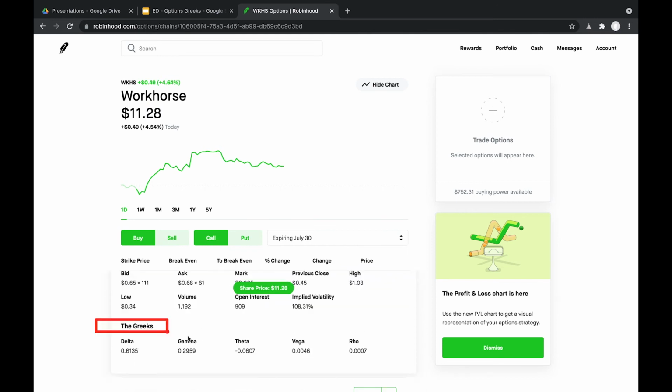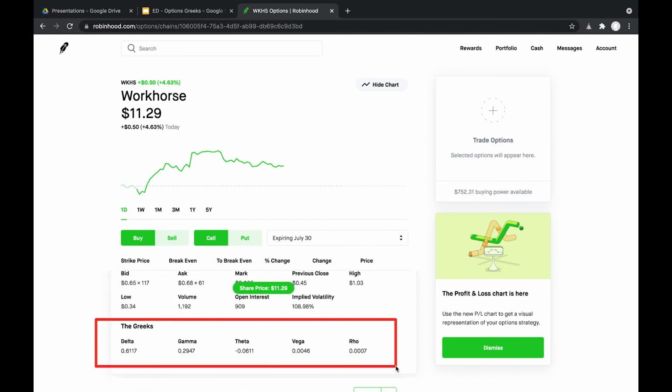And right down here, you can see these are the Greeks: Delta, Gamma, Theta, Vega, and Rho. Now remember, Delta tells us the probability of it expiring in the money. So right now, 0.6117. So it's approximately 61% chance that it is going to expire in the money. In fact, right now it is in the money. And so that makes sense.